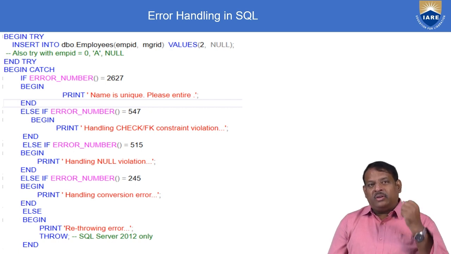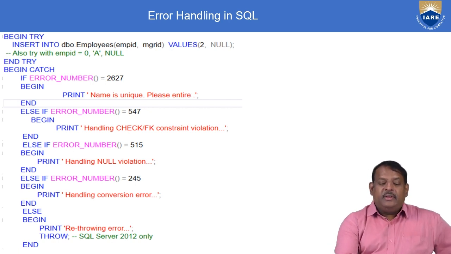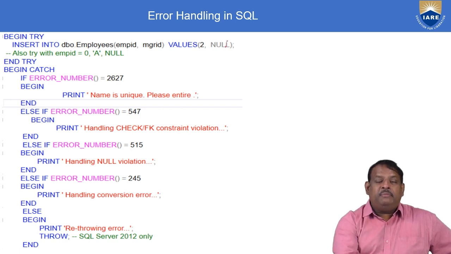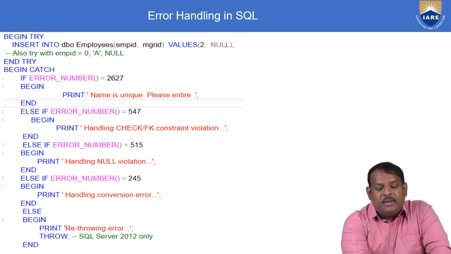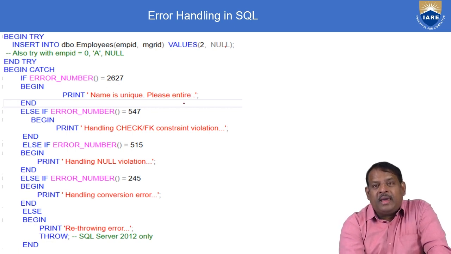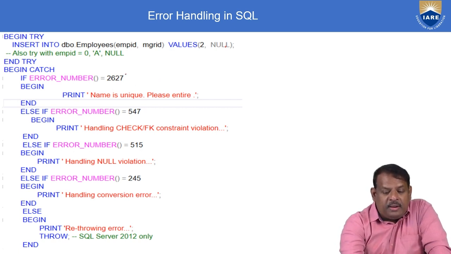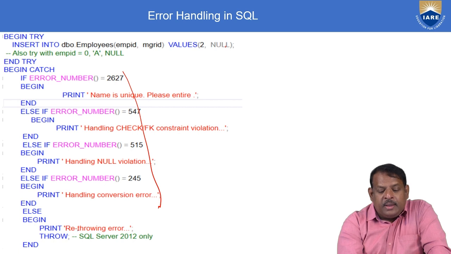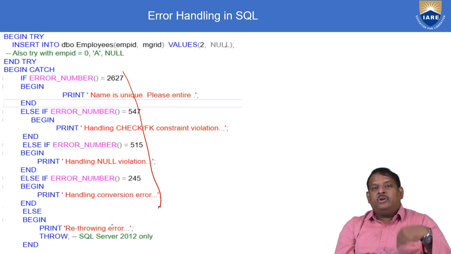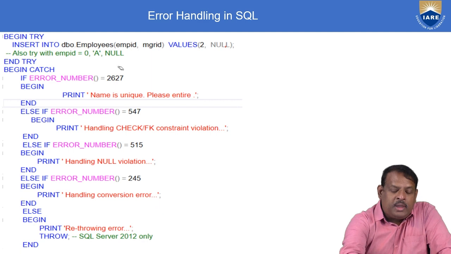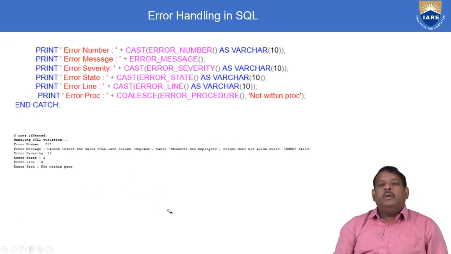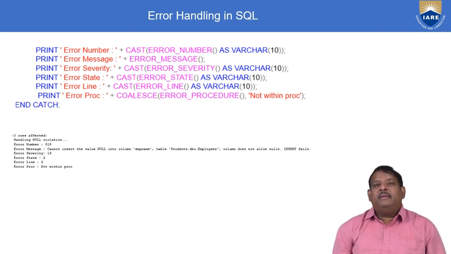For every error, you can catch it. If you get some error here, you check if the error number is this, do this. If the error number is this, do this. That means you are printing the error to the user. If it is not there in any of these, you can print, throwing the error to the end user. You're throwing the error, and you're also printing error number, error message, severity, state, line, and proc.